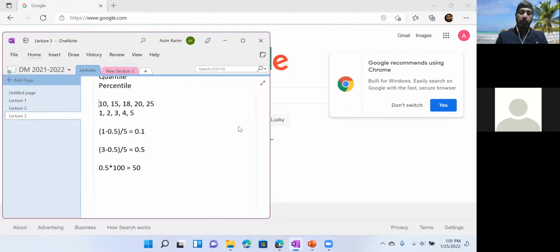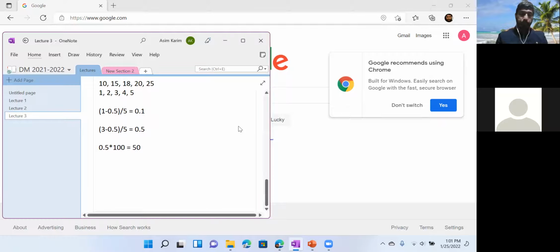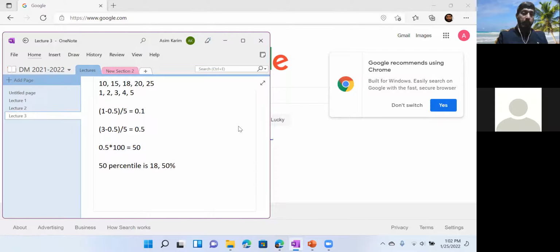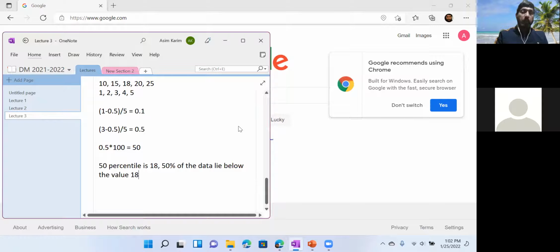So for example, the 50th percentile in this data set is what? So 18, and the third value is 18. So if you typically say the 50th percentile is 18, which essentially means that 50% of the data lie below the value 18. Okay.